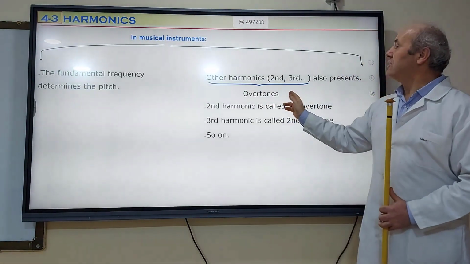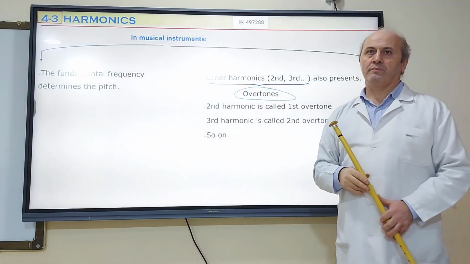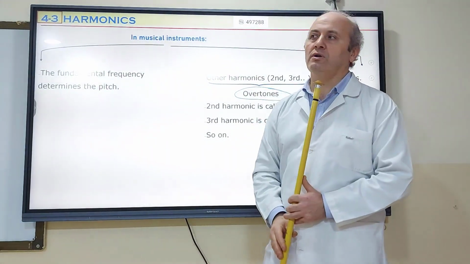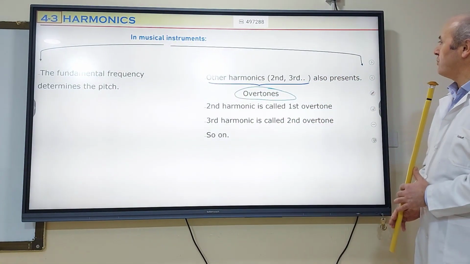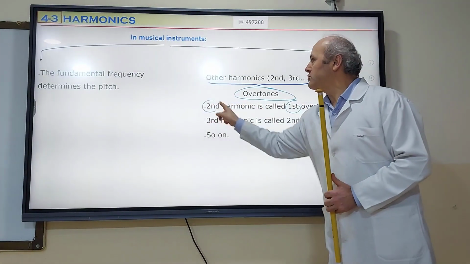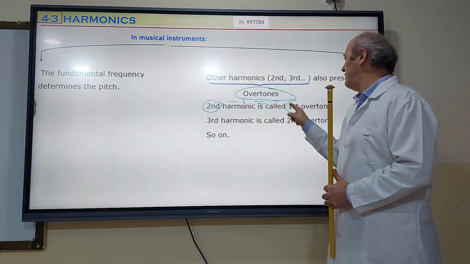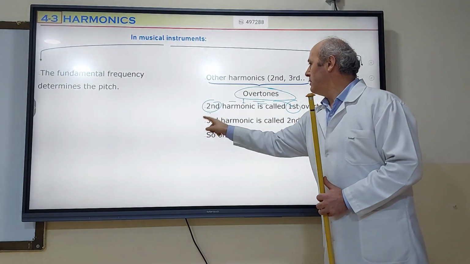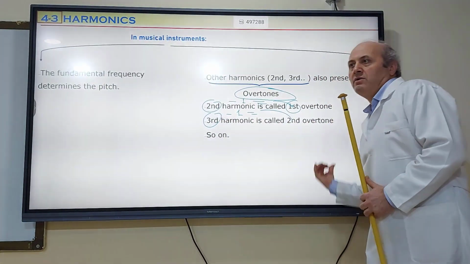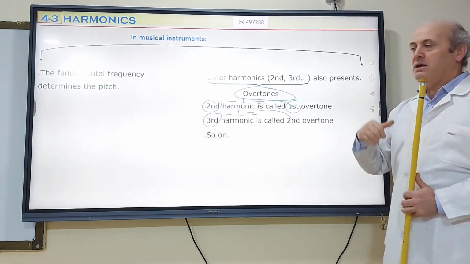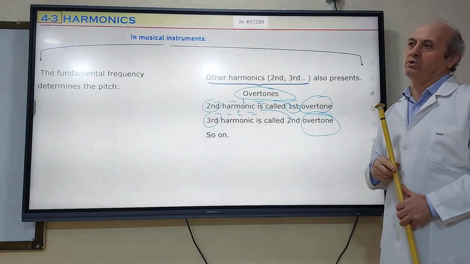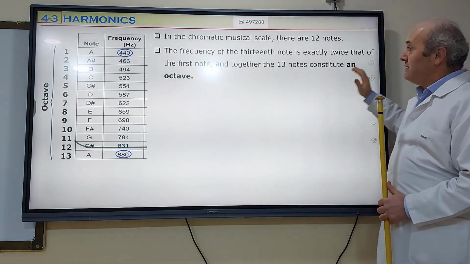Other harmonics are called overtones in music. They don't say first harmonic, then second harmonic. No, the second harmonic is called the first overtone. The third harmonic is called the second overtone. Overtones give you one less number. 2 minus 1 is equal to the first overtone. 3 minus 1 is equal to the second overtone. 4 minus 1, third overtone. We use the number of overtones to define the harmonics in terms of musical literature.